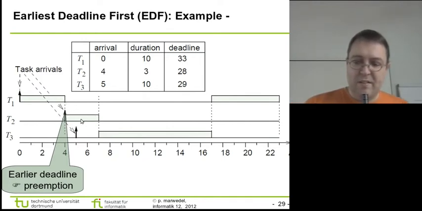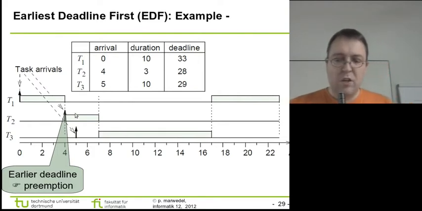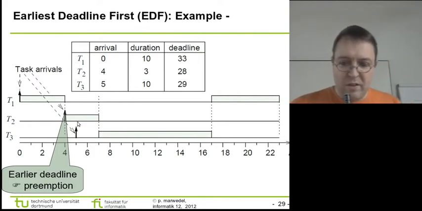So how long does it execute? Well, for each step in time we have to reconsider. Here T2 starts off, executes for one time unit, then T3 arrives. T3 has a deadline of 29, T2 has a deadline of 28, so T2 can continue executing until time 7.